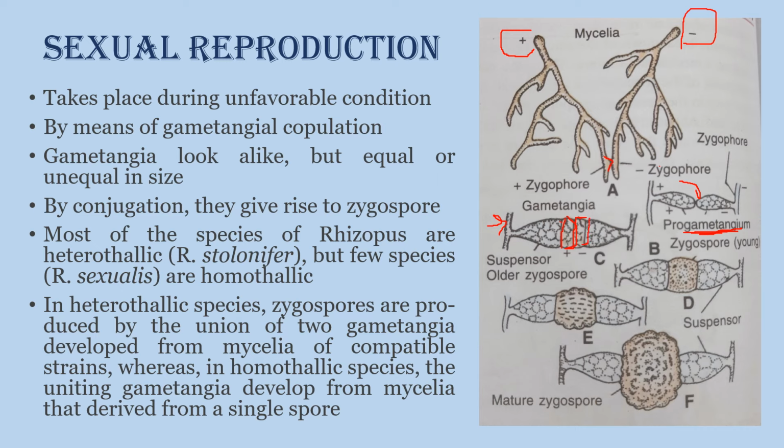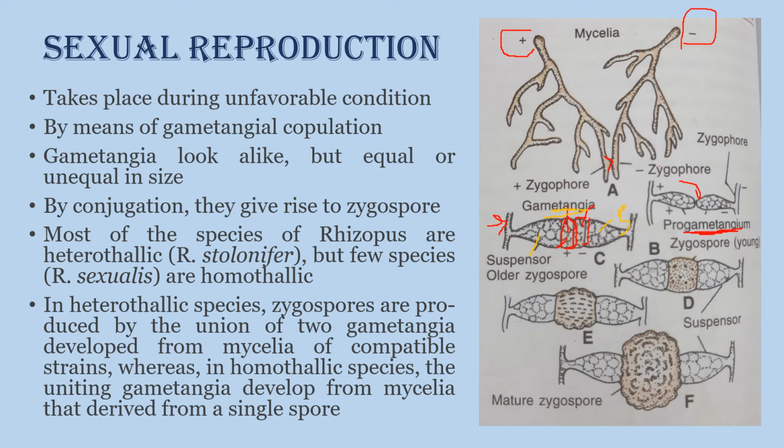After the septation is formed, this terminal region is the gametangia, which I am marking in red. And this basal region is the suspensor. So this is also the suspensor. After the septation is formed, the progametangia is divided into a basal region, the suspensor, which is much vacuolated, and a terminal region, that is the gametangia.